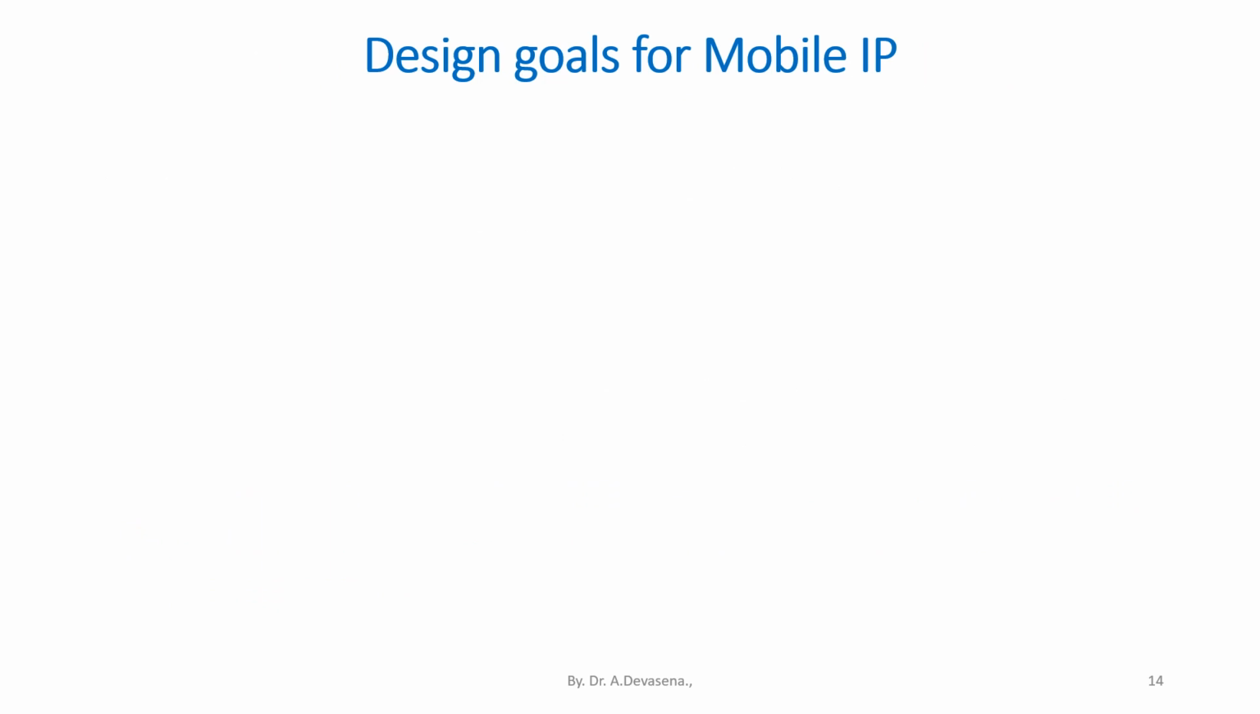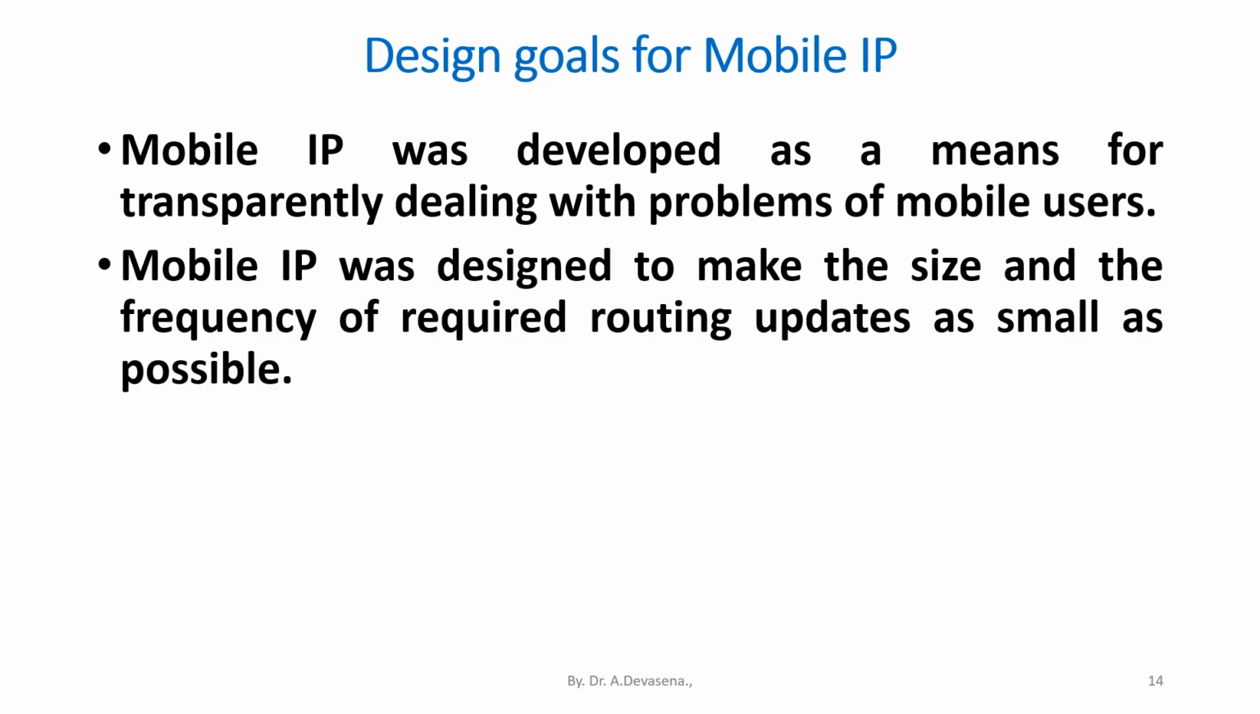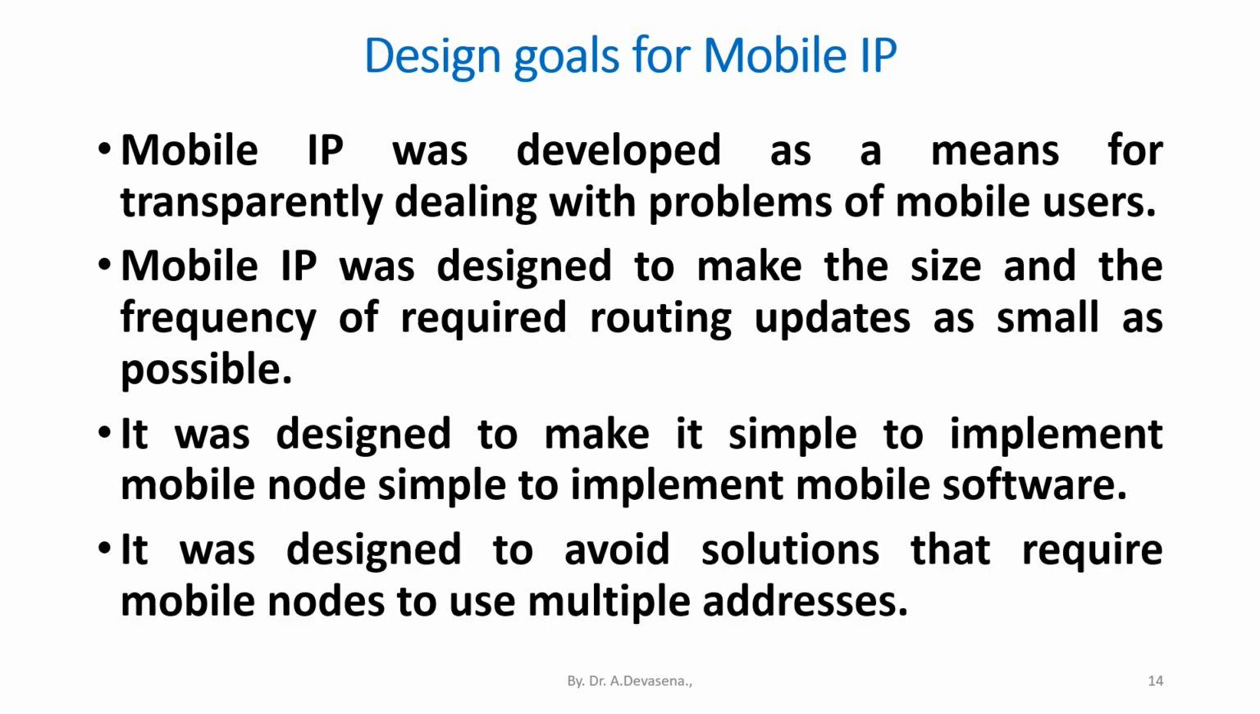Goals for mobile IP. Mobile IP was developed as a means for transparently dealing with problems of mobile users. Mobile IP was designed to make the size and the frequency of required routing updates as small as possible. It was designed to make it simple to implement mobile node, simple to implement mobile software. It was designed to avoid solutions that require mobile nodes to use multiple addresses.